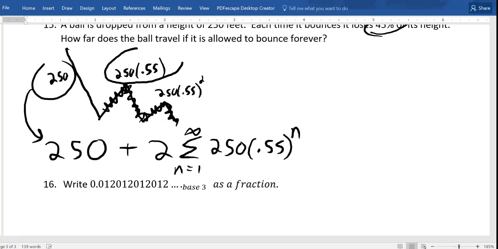That means this should be the first term of my series, which means when I plug in 1, I should get 250 times 0.55. And that's what we're getting right here. So this is this expression. The problem is it wants to know how far does the bar travel if it's allowed to bounce forever. So we got to find out what this adds up to.